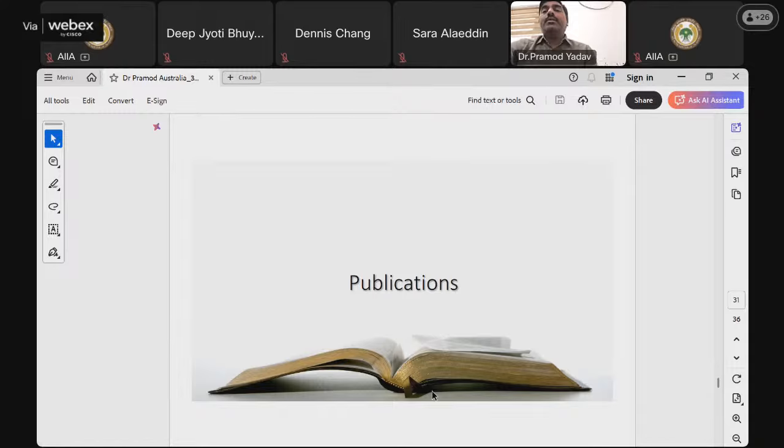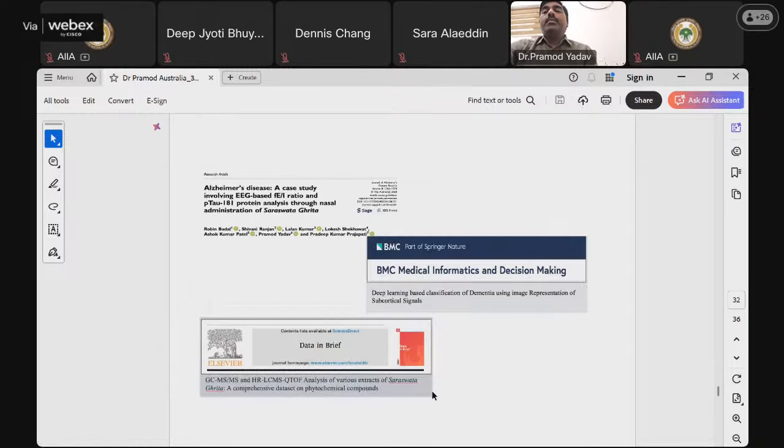So we also came out with some beautiful publications in the BMC. We also published in the Journal of Alzheimer's Reports and also in Data Science as well.